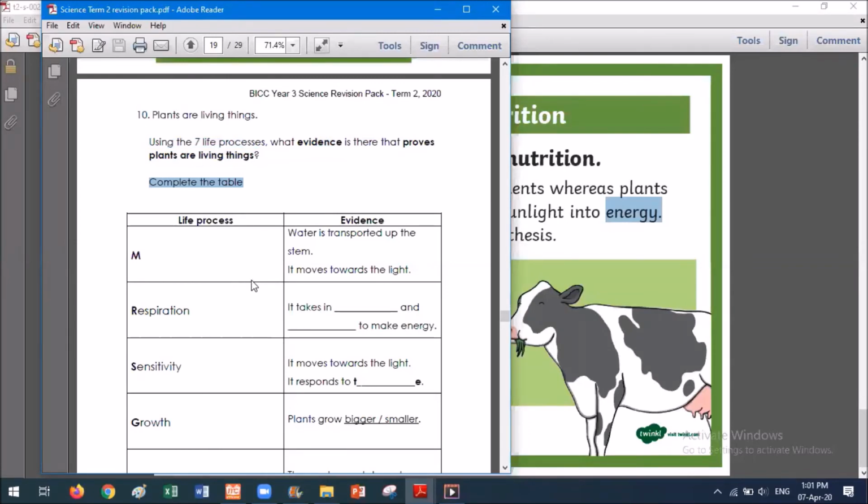How do you know that they reproduce? Because they give birth. How do you know they need nutrition? Because they take in food. So the first one here, we are missing a word. We are missing a word.